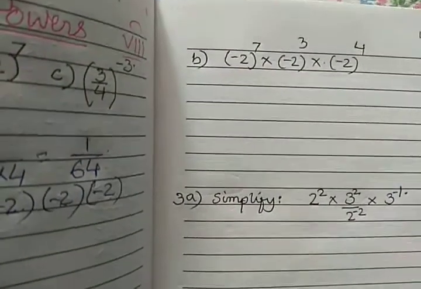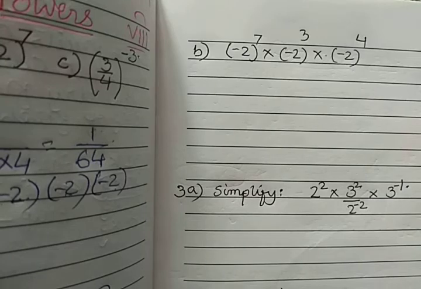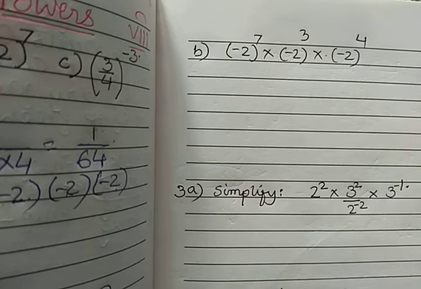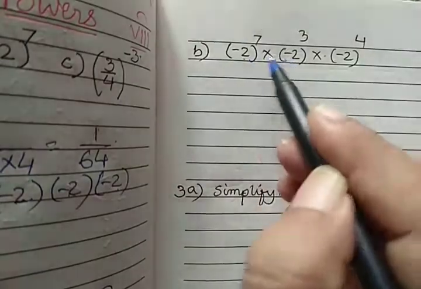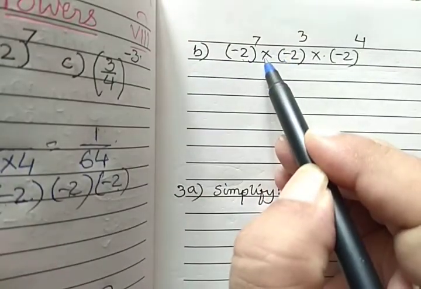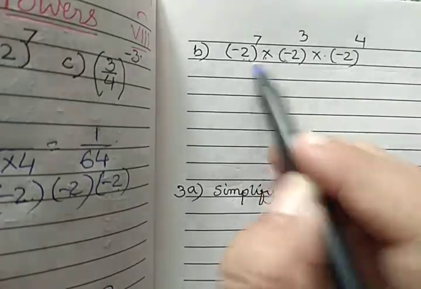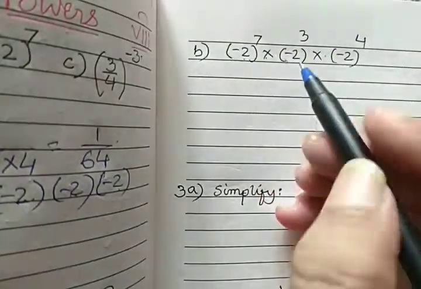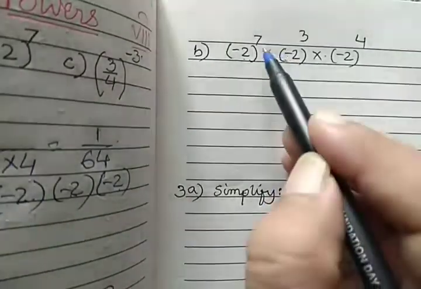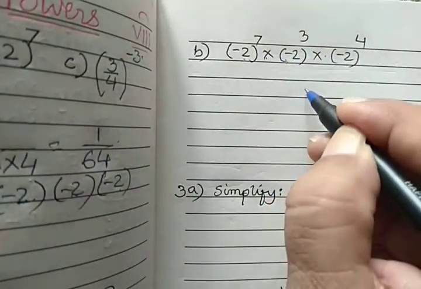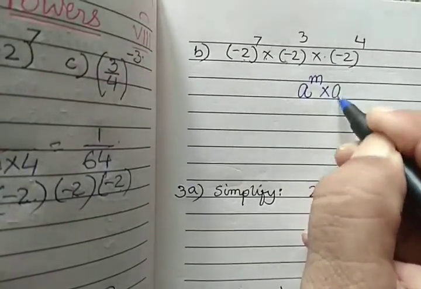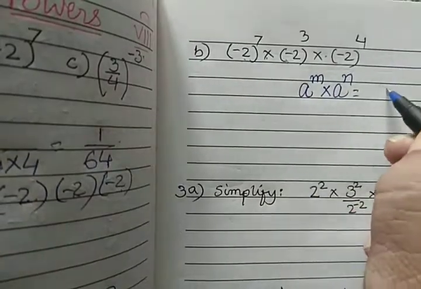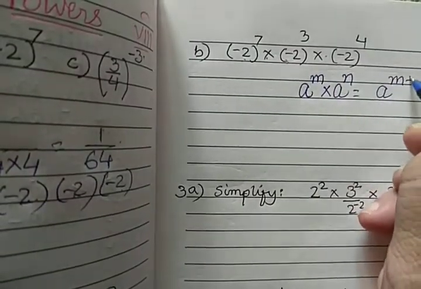So this one, minus 2 to the power of 7 into minus 2 to the power of 3 into minus 2 to the power of 4. Same. Here bases are same and you have multiplication sign. So what you need to do? You need to add the powers. What is that law? a to the power of m into a to the power of n is equal to a to the power of m plus n.